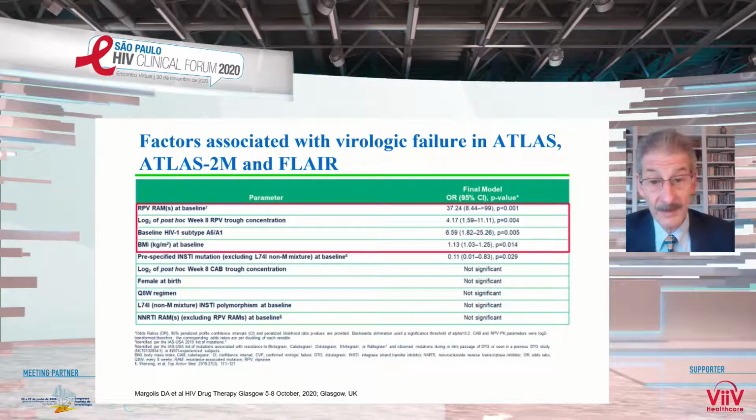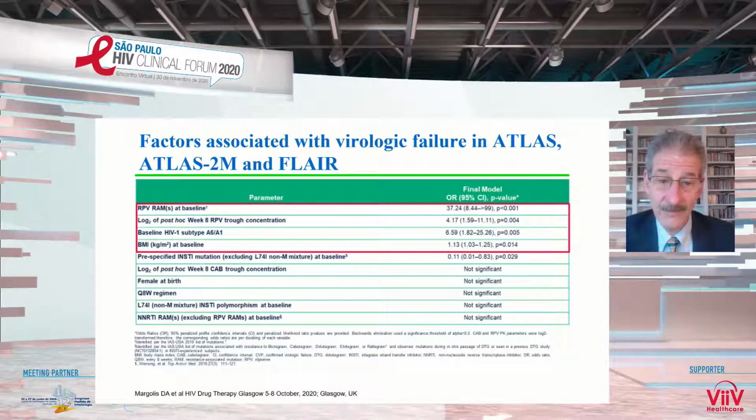The Atlas 2M study was a follow-on study for Atlas, where participants were then followed for an additional 48 weeks and randomized to either continue on once monthly injections or every other month injection. And again, the 2 regimens were shown to be non-inferior. But that allowed for a larger analysis of all of the resistance data, which was presented at the Glasgow meeting a few months ago, and the results of that analysis are shown here.